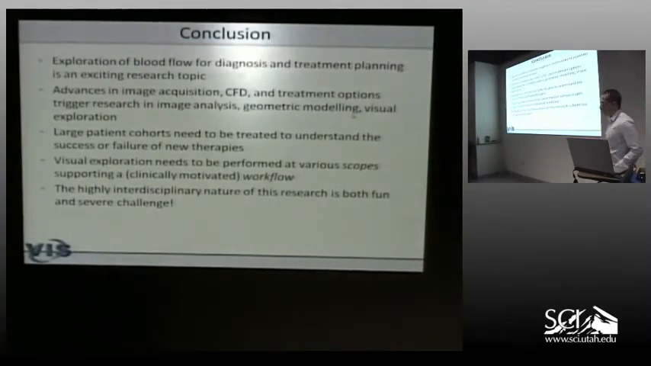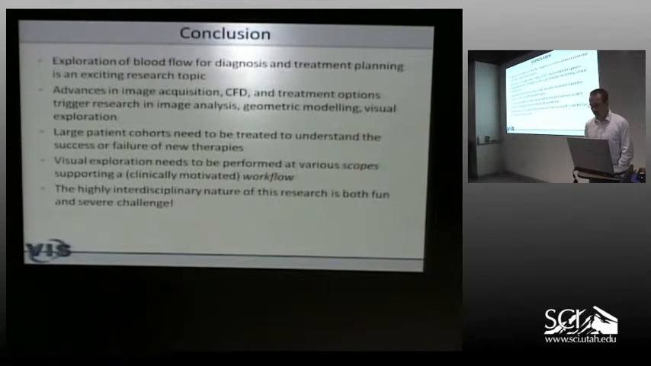I want to conclude. I hope I could show that the exploration of blood flow is an exciting research topic. It's really something where I have a lot of fun. There are a lot of advances in all the major disciplines which are important for this: image acquisition, computational fluid dynamics, also in the treatment options. So this triggers this research.